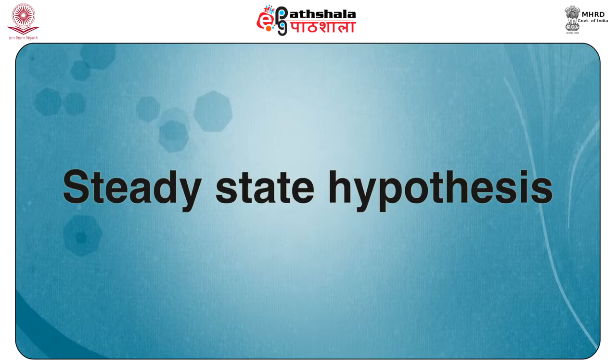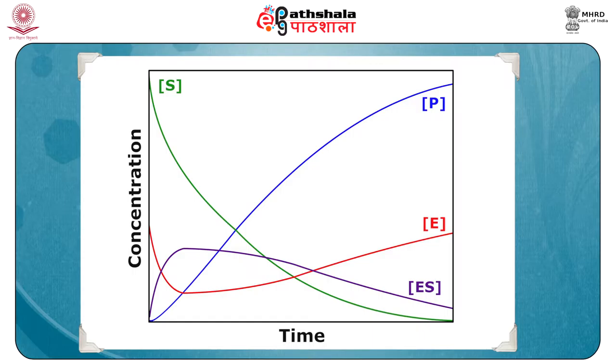Now let me introduce you to the steady state hypothesis. Consider the graph which relates concentration of various species in the enzyme reaction to time. It shows the progress of the various participants ES, E, P and S with time under physiological conditions, wherein S is saturating, or much higher in concentration than E. At an initial stage lasting about a few milliseconds, during the mixing of enzyme and substrate, the concentration of ES rapidly rises and stays more or less constant over a fair amount of time.